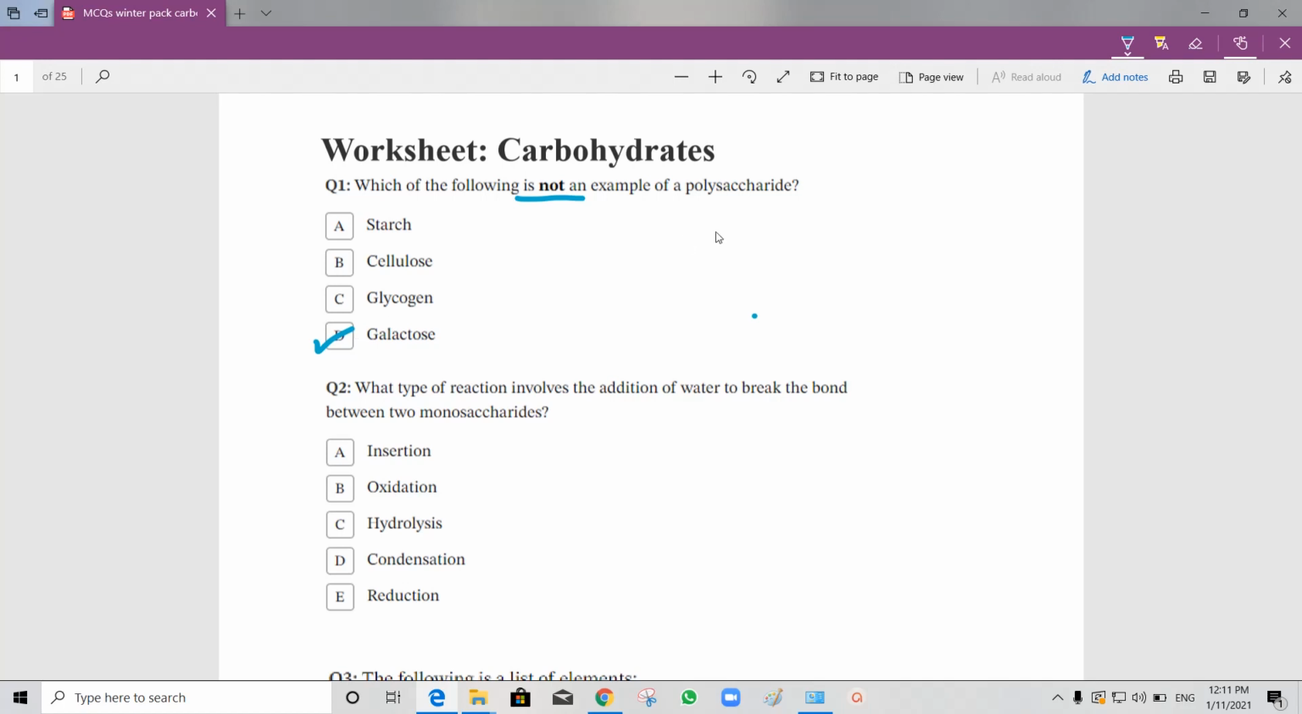Remember that polysaccharide means that we have more than two sugar molecules that are connected together. Okay? So polysaccharide means that we have more than two sugar molecules connected together. Let's move to question number 2.